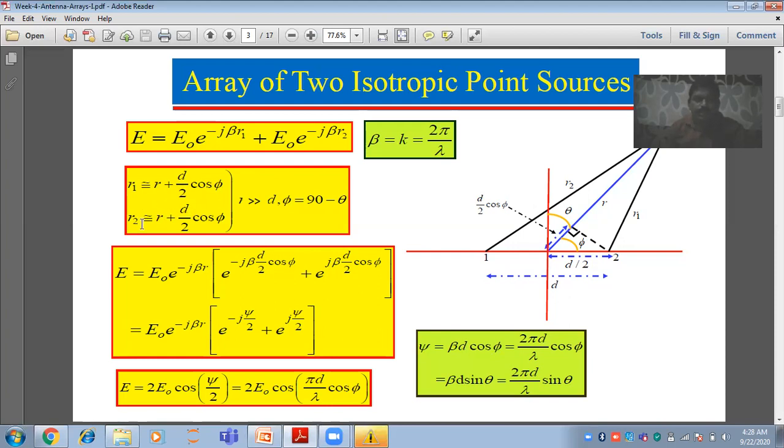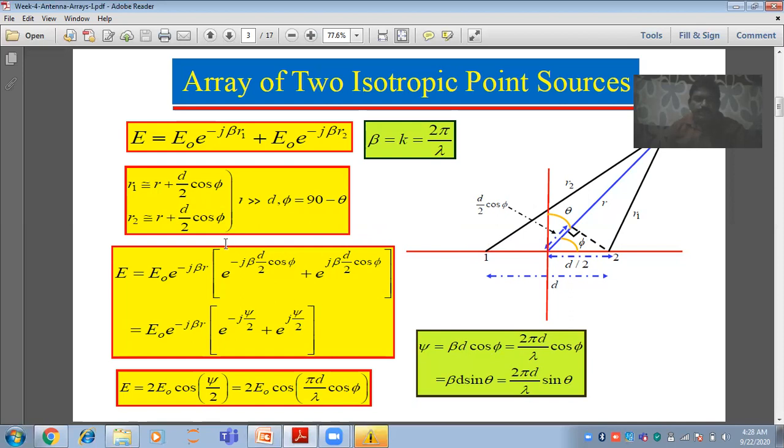Similarly, R2 is also represented here. This R2 is also somewhat higher than this R. Here also you draw a dotted line onto this one, so that path difference will be d by 2 cos phi here also. Therefore, this can also be represented like this.